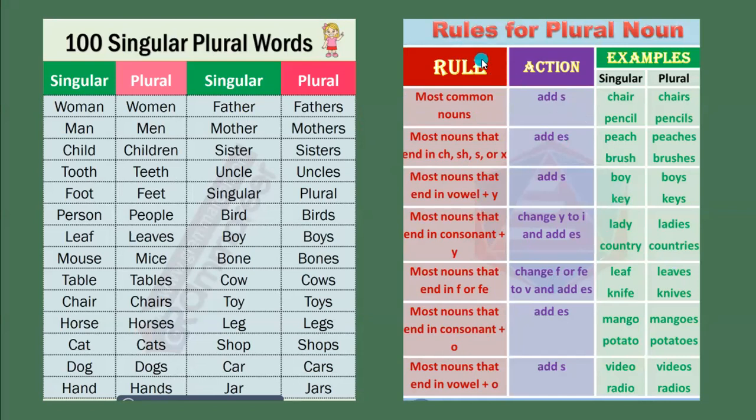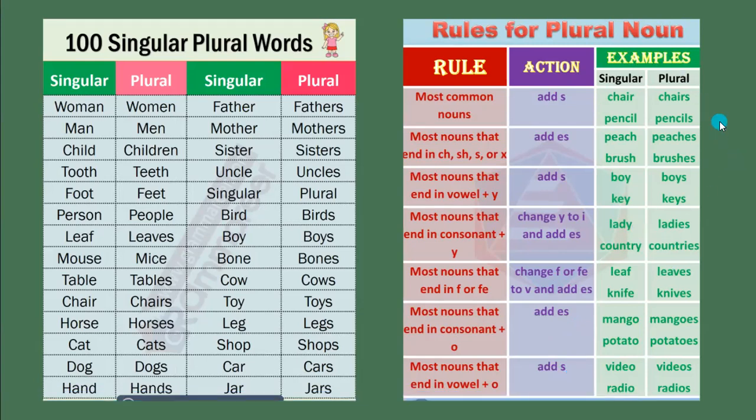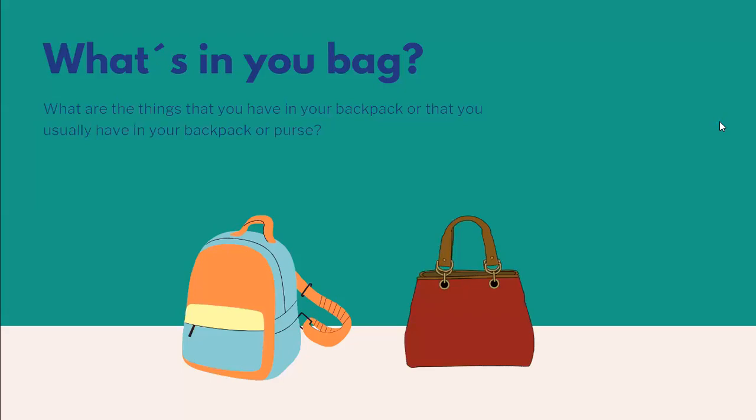The rules to make a singular noun plural: you can add s, es, s. Change the y to i and add es. Change the f to v and add es, or just s. And you have some examples of that. Okay, got it, great.